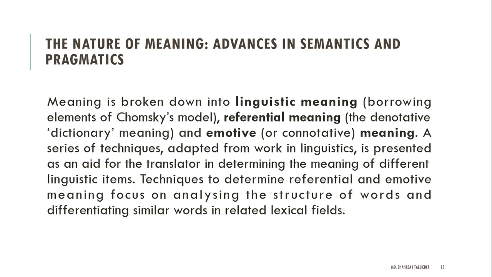That's the denotative meaning. But connotative meaning can be, for example, water can mean life. Water sometimes can also mean danger. So it depends on the context and situation, how you are going to see water, how you are going to consider water. So it depends on the tradition, it depends on the culture, it depends on the context. So three different kinds of meaning we have got: linguistic meaning, referential or denotative meaning, and emotive or connotative meaning.